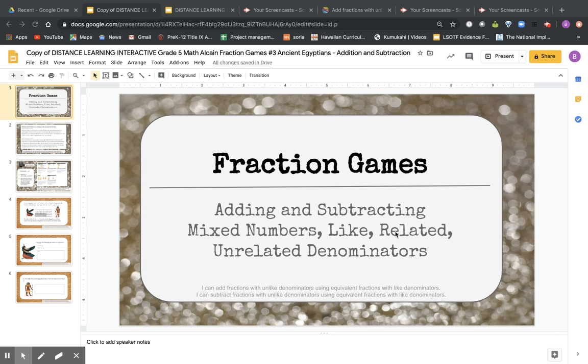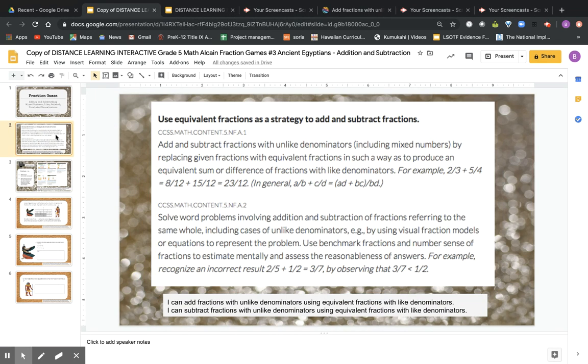Aloha, we're going to look at part one in our fraction games, adding and subtracting mixed numbers with related and unrelated denominators. And to do that, we will review some of our fraction basics.